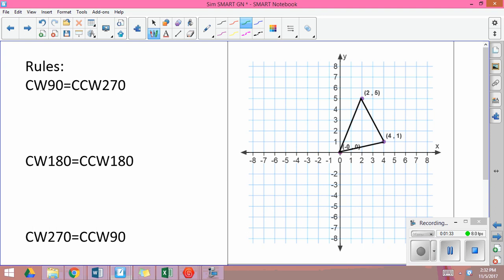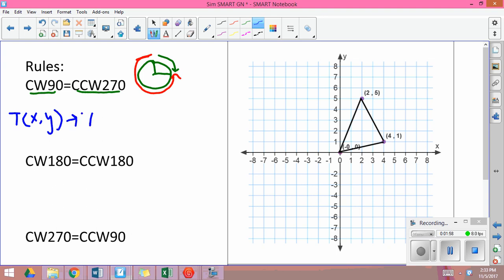So there are rules for rotating our figures. If we are going to do a clockwise 90, which is the same as counterclockwise 270, you think about starting here, clockwise 90 is the same as going counterclockwise 270. So these do double up. Our transformation of our pre-image, our new point becomes y, negative x. So we switch the x and the y, and do the opposite sign on the x.